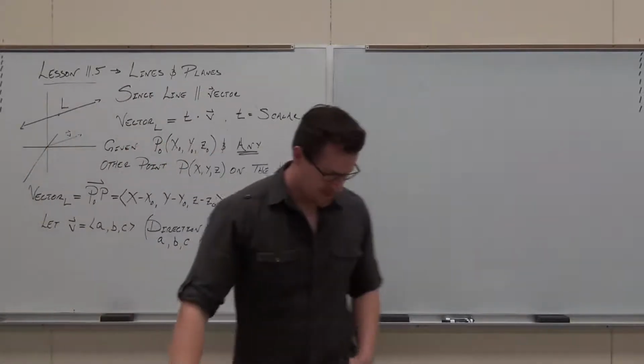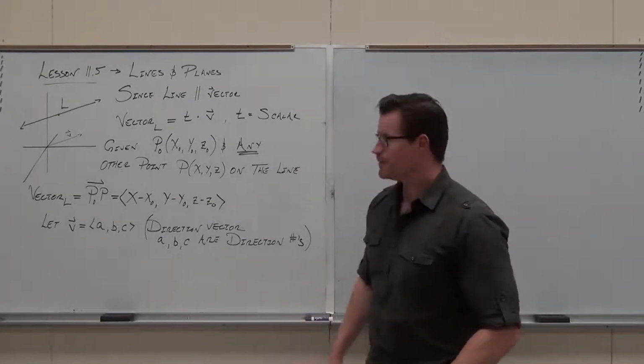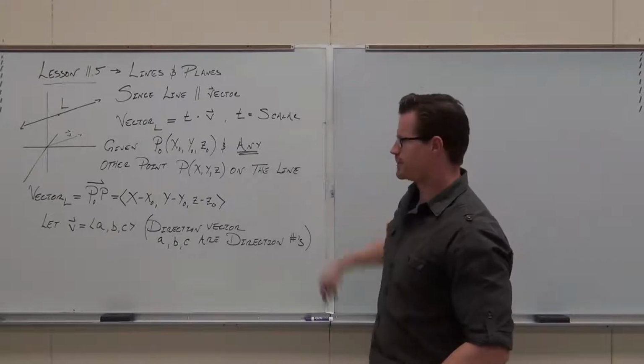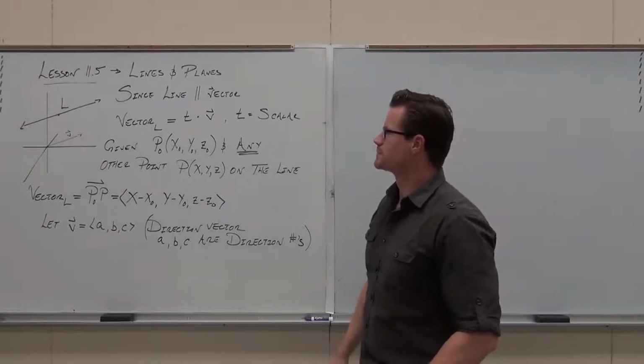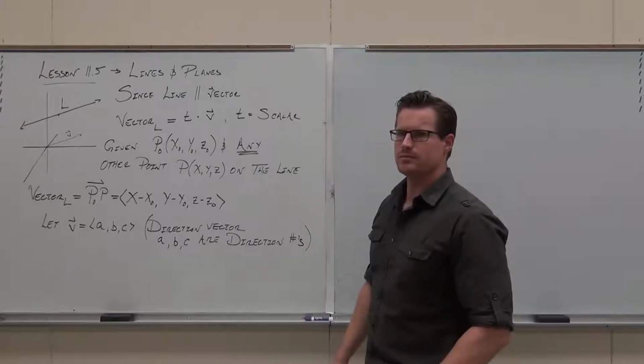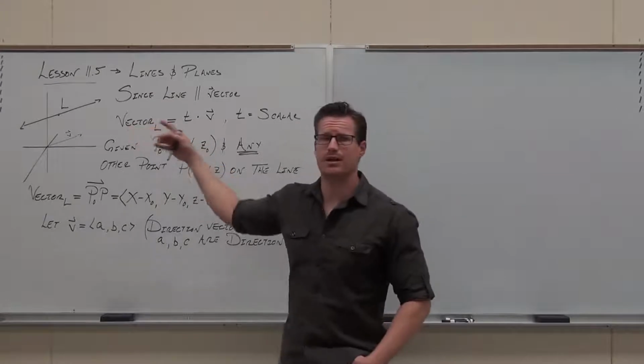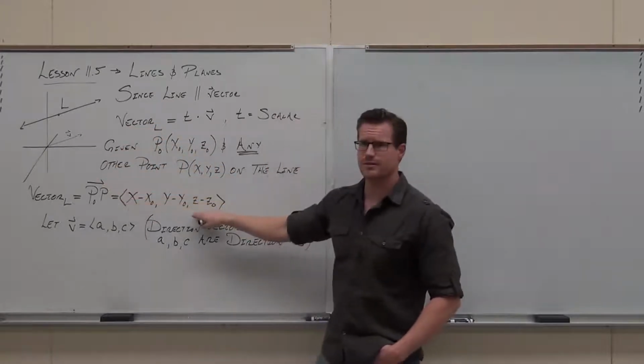Okay, we're almost done. It doesn't even look like we're almost done, but we're almost done. Here's the whole punchline of this. I'm going to do it over here. You guys have it written down? I get 2 points on the line. I can always find the vector between them. In fact, here it is.